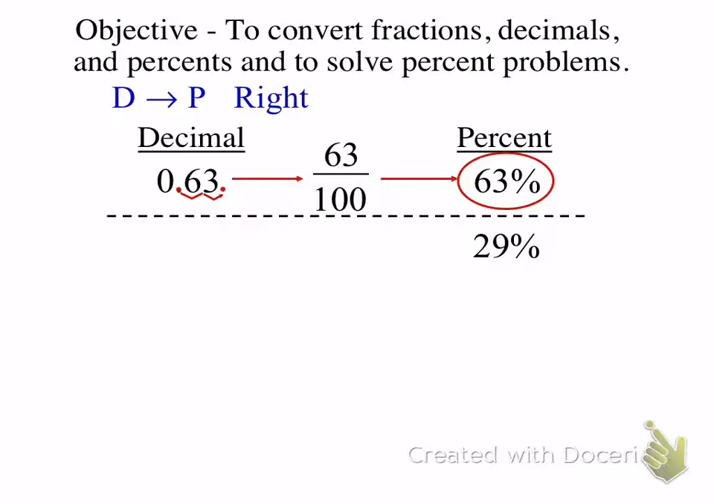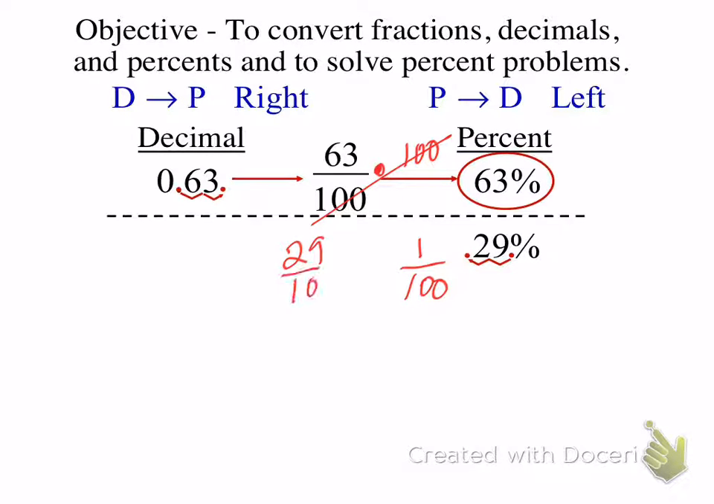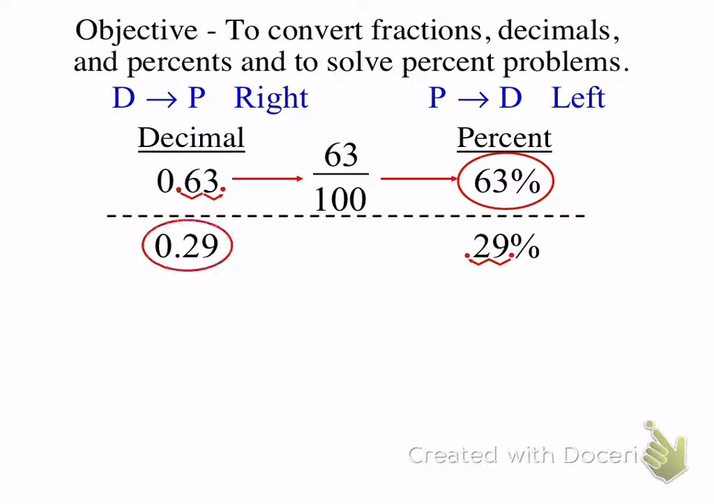Now, when I'm moving, what that really means is we are multiplying or dividing by what? Anybody? Yes. 100. So when I go from decimal to percent, we're multiplying by 100, and I'm left with 63%. If I'm going the other way, I'm dividing by 100, and I get 29 over 100. So that's the math behind that.